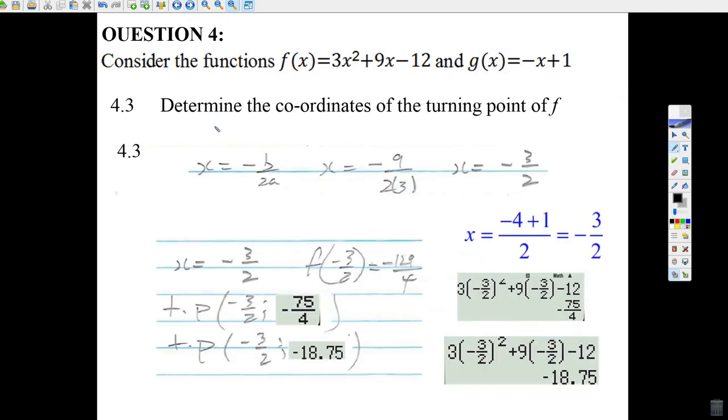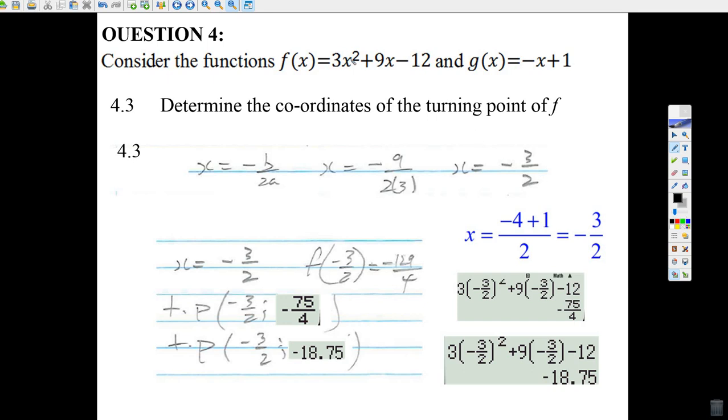I had to do this video again because I made a mistake when I was putting something in a calculator. Let's say determine the coordinates of the turning point. Well, a parabola turns on the axis of symmetry, and you can get the axis of symmetry when it's in this standard form. You just go negative b over 2a. The negative of 9 over 2 times 3, minus 9 divided by 6, is minus 3 over 2.